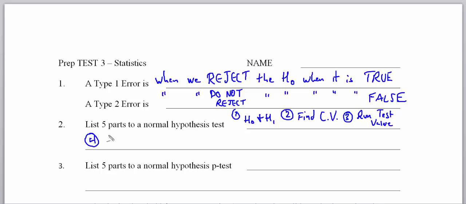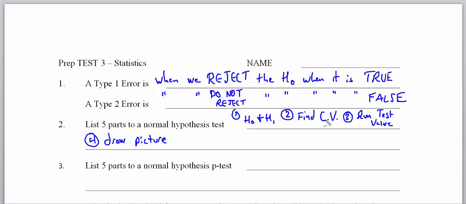Step 4 is you're going to draw a picture, and drawing the picture is going to be nice because you're then going to have to put your learning where you can see it, so you can draw whether it's a left tail, right tail, or a 2-tail hypothesis test.